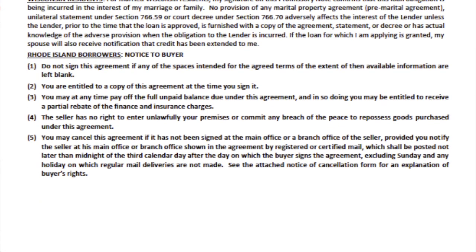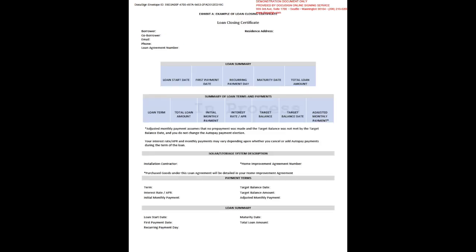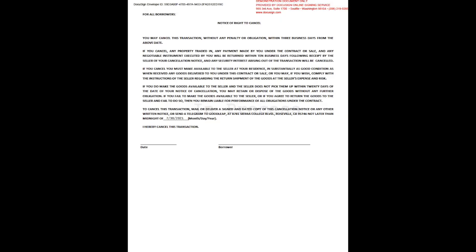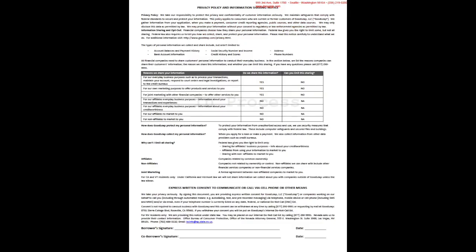So signature page. Closing certificate. This one's just an example, but it would summarize those details again. Contractor, the home improvement agreement number is just the loan ID. Term summary. This page and the following again are that 3-day right of rescission. So if somebody changed their mind, 3 business days, they've got that legal right to. That's just a copy. So they'd sign one for themselves, they'd sign another and return it to the lender. Privacy policy and privacy sharing, standard stuff.